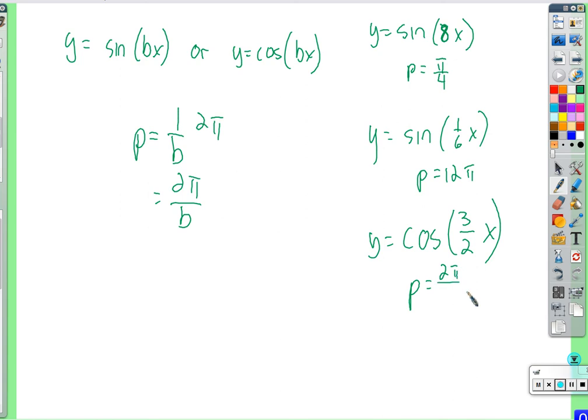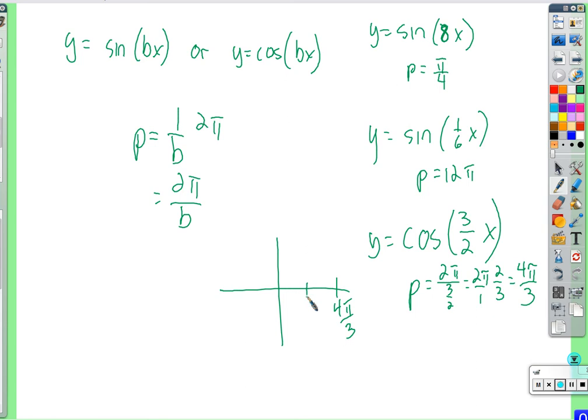Pi over b, which is 3/2. Divide by a fraction, multiply by the reciprocal, 2/3, so 4 pi over 3. Oh, that's the period. If I wanted to graph this, now that I know the period, that's pretty simple. Let's just mark off 4 pi over 3. You should see a full cycle there.